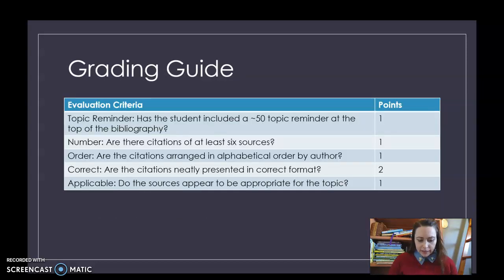Let's take a look at the grading guide real quick. So, your evaluation criteria: you will get a point for your topic reminder at the top of the page, a point for having 6 sources, a point for alphabetized citations, 2 points for correct citations, and a point for appropriate sources for your topic. Notice that you get 2 points for correct and neat citation format. Just notice that. So do your best.